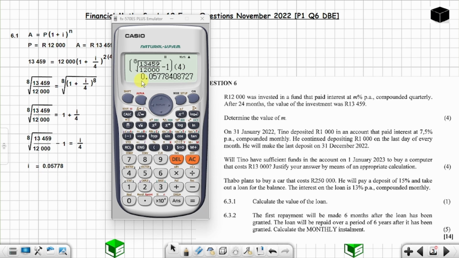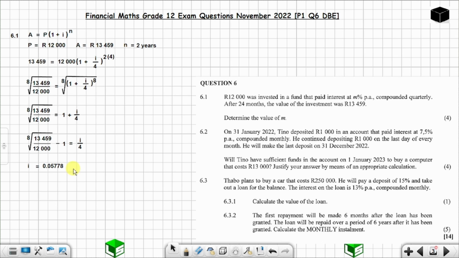You are going to have 0.05778. This is what you have. And now in percentage, you are going to multiply by 100. You are going to have 5.78 rounded to 2 decimal places, to get your answer in percentage.